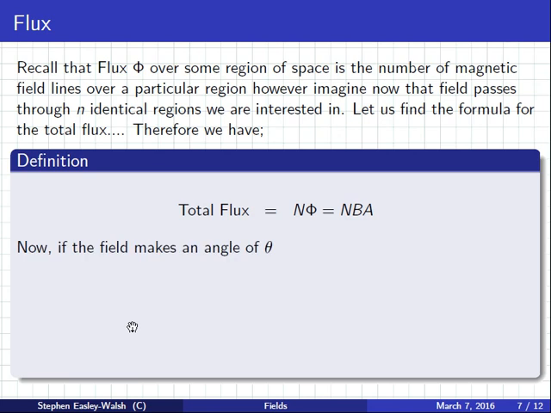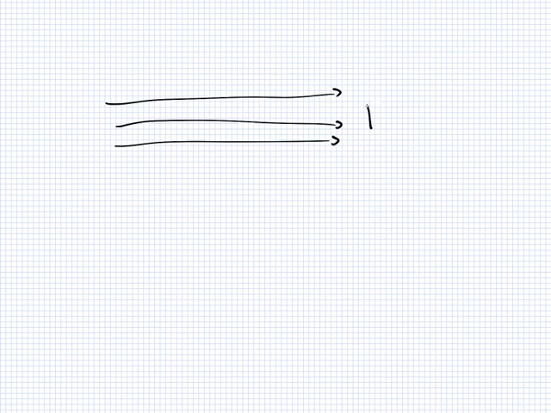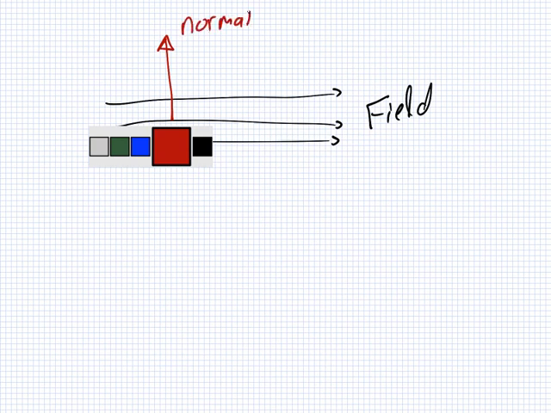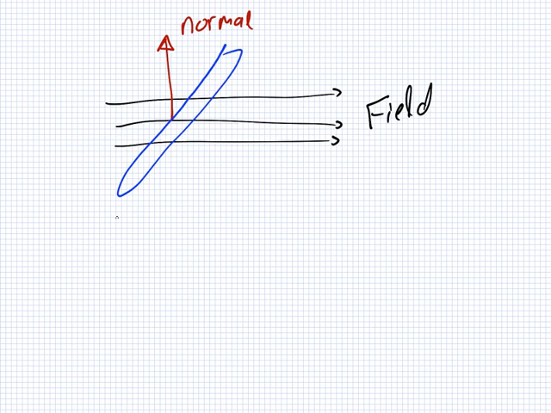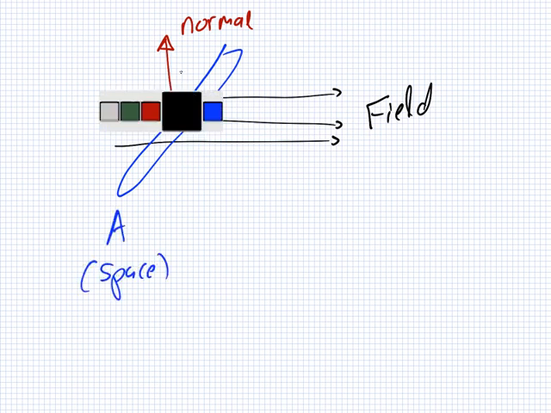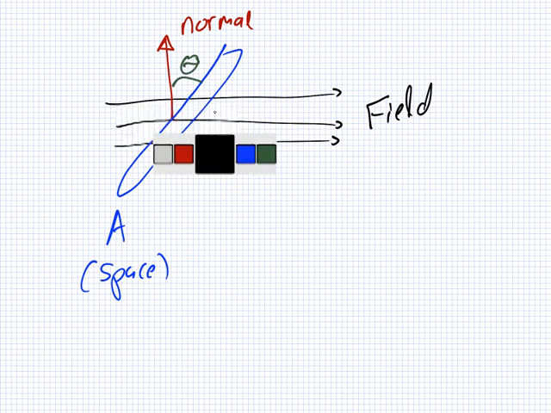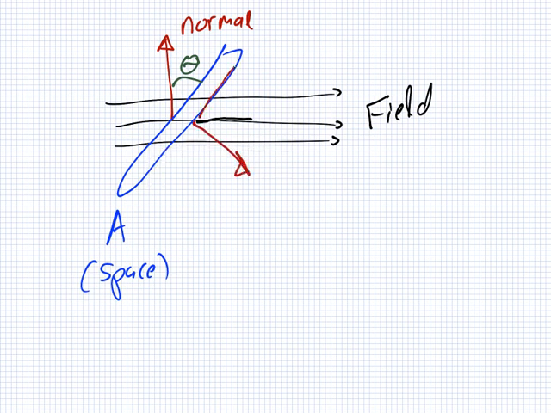Now, if the field makes an angle theta with the normal of the region of space, let's have a look at that. So here is the field, and here is the normal, and here is the area, the space, and we're saying that it makes an angle here of theta. So when you look at the field lines, you need to resolve them into this direction and into this direction. If that's theta, then this one here is the flux cos theta, and this one is the flux sine theta.